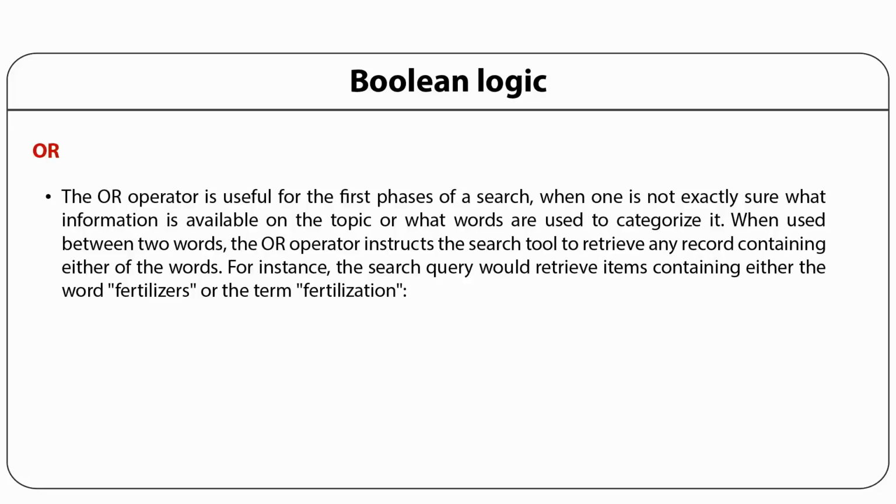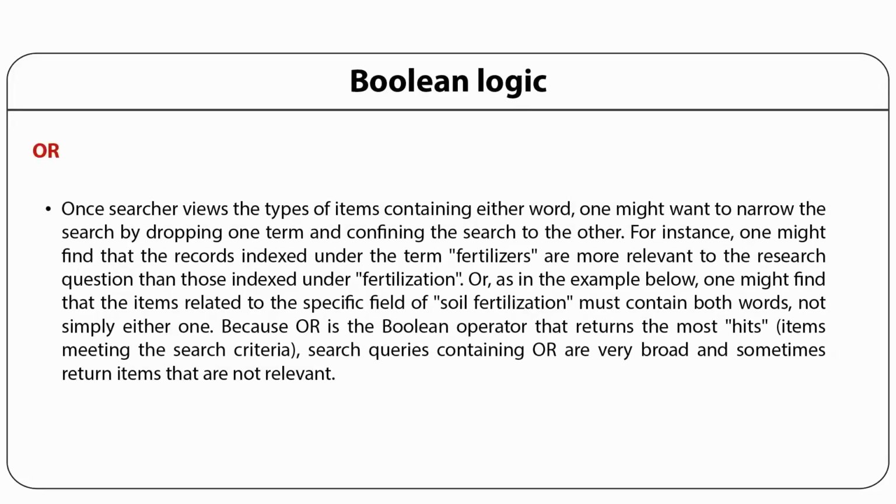When used between two words, the OR operator instructs the search tool to retrieve any record containing either of the words. For instance, the search query would retrieve items containing either the word fertilizers or the term fertilization, that is, inorganic fertilizers or soil fertilization. Under Boolean logic, one searcher views the types of items containing either word.